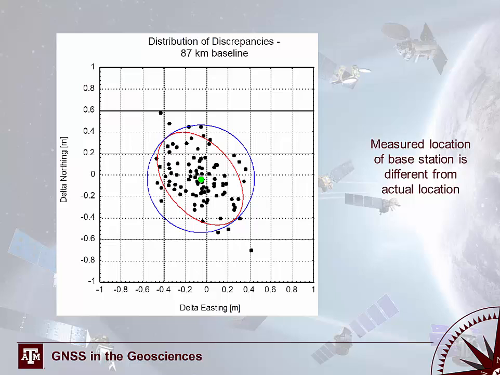So once again, if we look at our error budget, the measured location of the base station is different from the actual location. The black dots here represent individual measurements of a base station location, and the green dot represents the average of those locations, or the average location of that base station. So we can see the error budget in reality is not perfectly spherical, but rather is elliptic in some orientation.